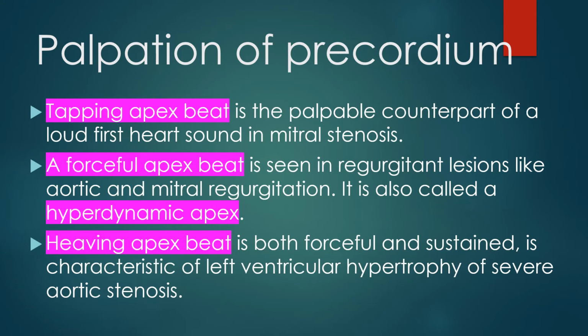Tapping apex beat is the palpable counterpart of a loud first heart sound in mitral stenosis. A forceful apex beat is seen in regurgitant lesions like aortic and mitral regurgitation. It is also called a hyperdynamic apex. Heaving apex beat is both forceful and sustained and is characteristic of left ventricular hypertrophy of severe aortic stenosis.